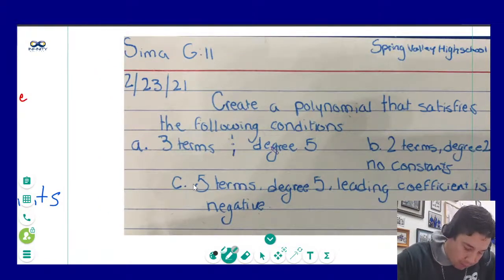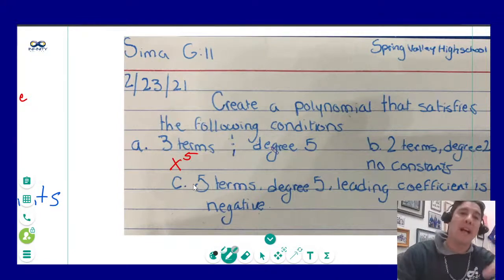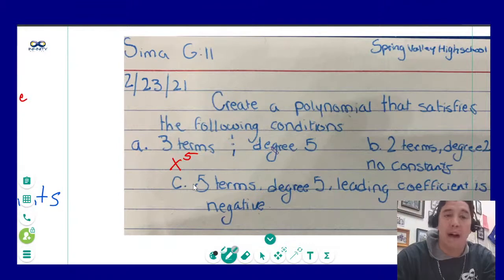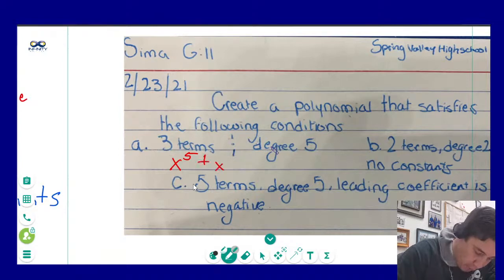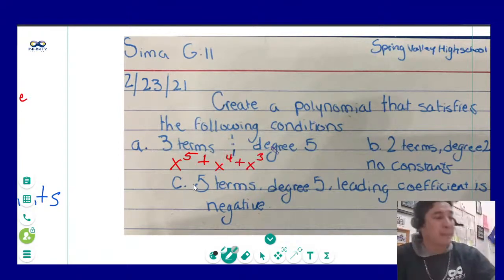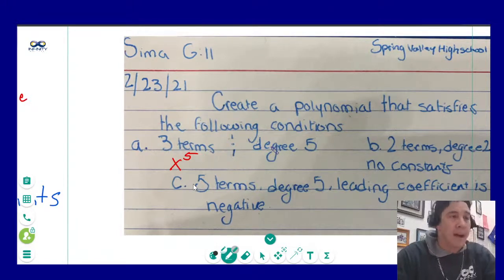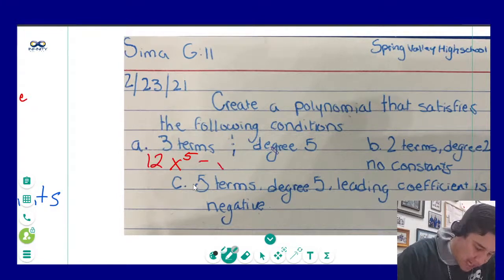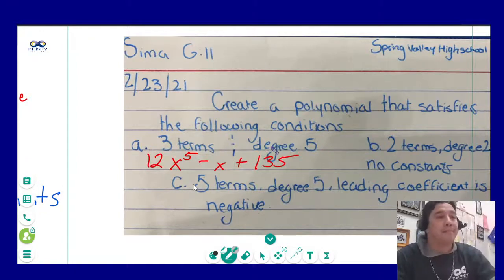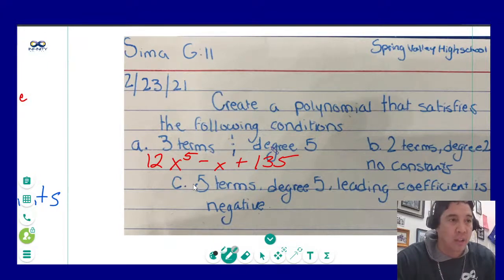So let's just start out and we'll throw in right away an x to the 5th. As long as there's no other exponent higher than 5, this is a degree 5 polynomial. 3 terms. Let's throw in a couple more terms where the exponent is less than 5. We could do plus x to the 4th plus x to the 3rd. That's the simplest way to do it. We could go crazy. We could go 12x to the 5th minus x plus 135. That's 3 terms. 12x to the 5th is the first term, negative x is the second term, plus 135 is the third term. You could be as complicated or easy as you want as long as there's 3 terms and the biggest exponent is a 5.